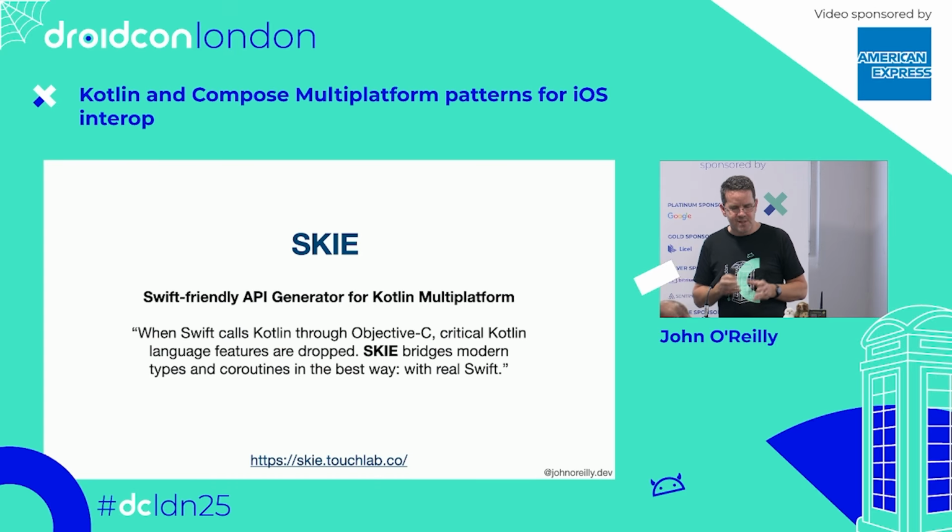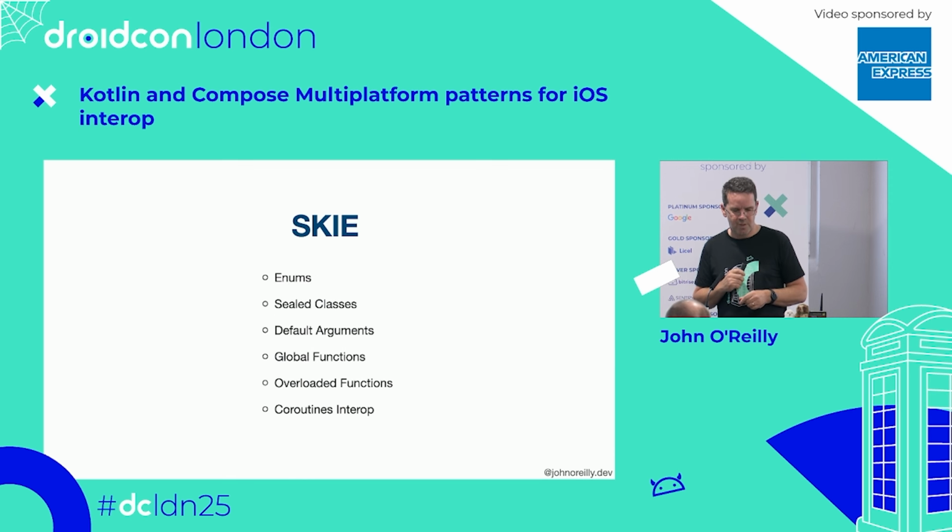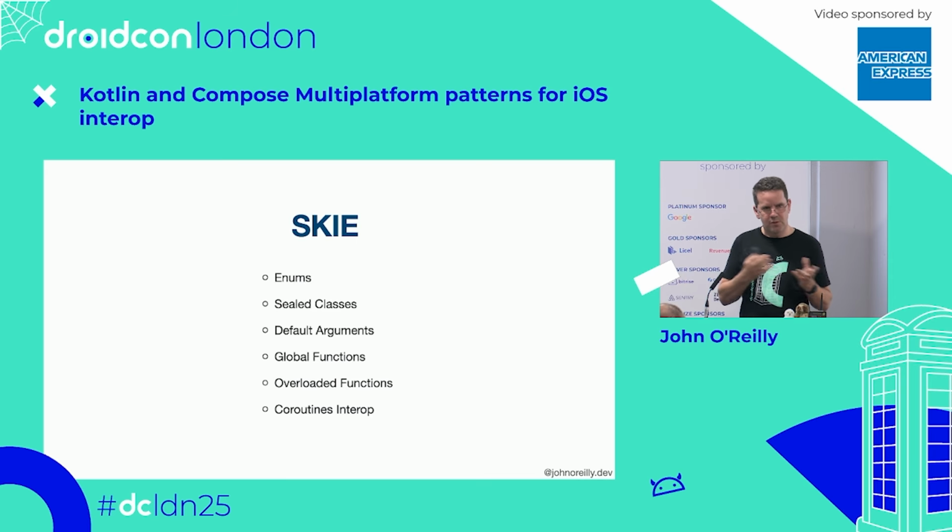We mentioned some of the disconnects that exist when using the default approach for mapping between Kotlin and Swift. And one popular third-party solution that's emerged to address that is SKIE, standing for Swift Kotlin Interop Enhancer. It's one of a suite of solutions that TouchLab have developed for KMP that have become indispensable. Included in what SKIE supports are enums, sealed classes, as we mentioned earlier, default arguments, global functions, overloaded functions, and coroutines interop, which we'll talk about in more detail in the concurrency section later.